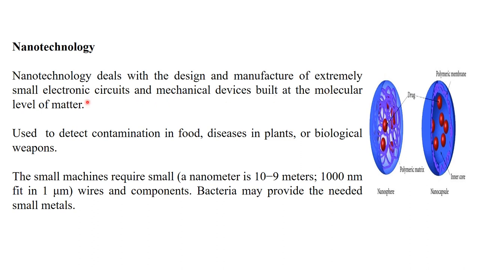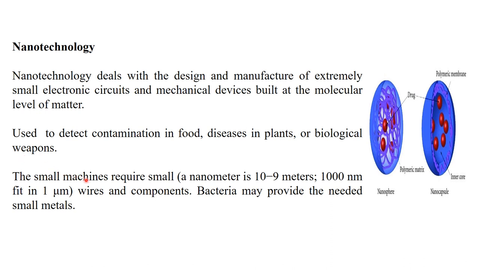जब इसको मॉलिक्यूलर लेवल पे स्मॉल सर्किट्स और स्मॉल मैकेनिकल डिवाइसेस बनाएंगे, उनको हम नैनो टेक्नोलॉजी बोलेंगे. Nanotechnology mainly uses very small molecular robots and computers that are used to detect contamination in food. These are used to detect the contamination in food, and for detection of diseases in plants we use nanotechnology. It can also act as a biological weapon, in that way we can use it.